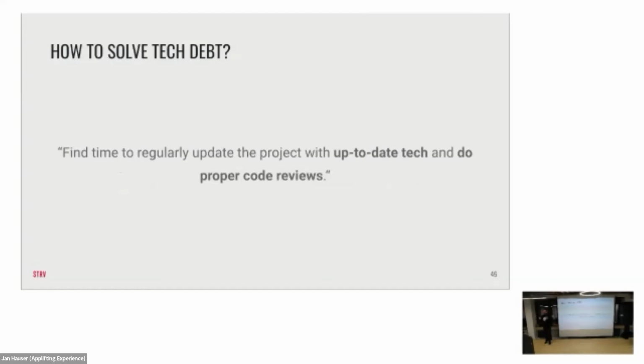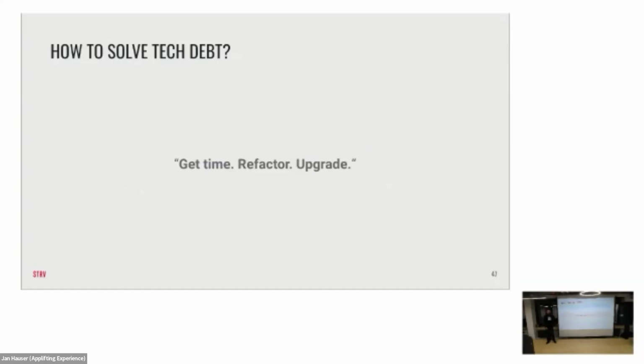Find time to regularly update the project with up-to-date tech and do proper code reviews. Up-to-date tech is especially important if you have a lot of dependencies, like the log4j that I just mentioned. Get time, refactor, upgrade. It was from one guy that is very direct in his answers, but I love it. You need to get time so that you can refactor and update the libraries. And if you don't, you have a problem.